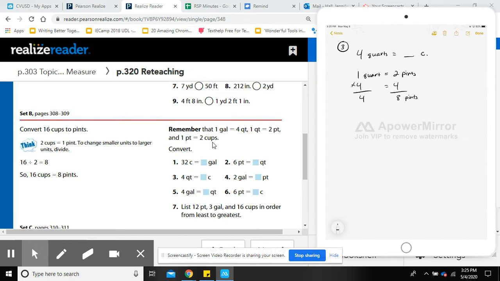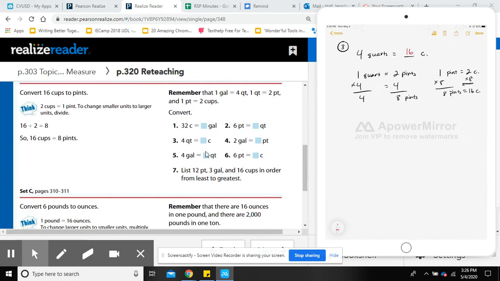Well, 1 pint is equal to 2 cups. So now I need to take that 8 pints, and if I know that 1 pint is equal to 2 cups, like it tells me over here, and I need to get it to 8 pints, I multiply it by 8, and I multiply this by 8 to get 16 cups. So then it equals 16 cups. So I'm converting each step because this is the information that I'm given.